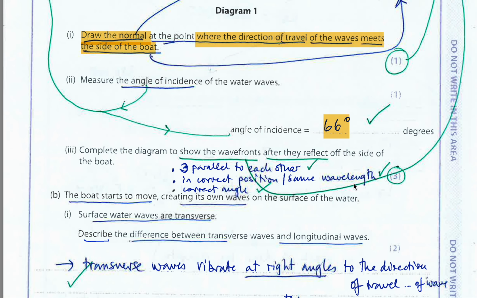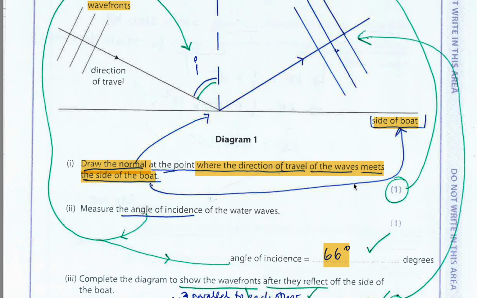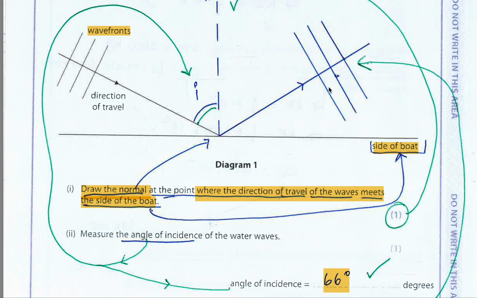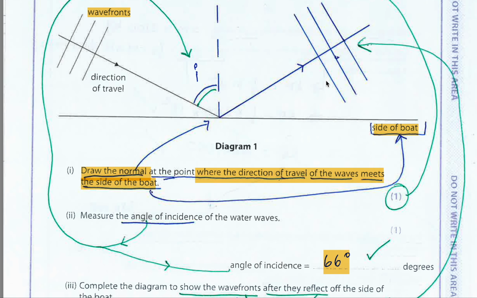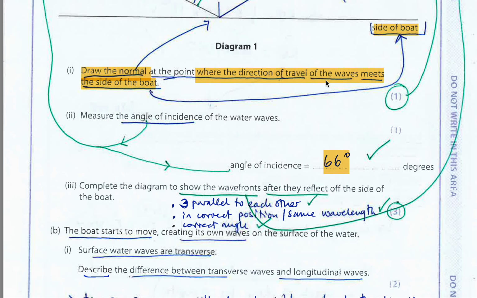And then they want you to complete the diagram like I've shown you here. They want you to draw at least 3 wavefronts. They want you to show that the wavefronts are the same wavelength as they were before, because nothing's changed. It's still in the same water, so they're going at the same speed. So they're just as frequent.